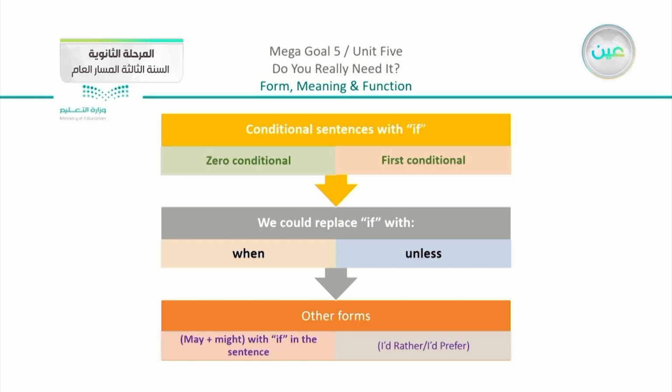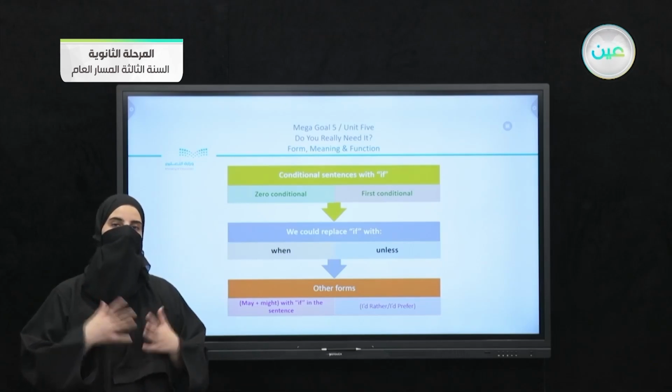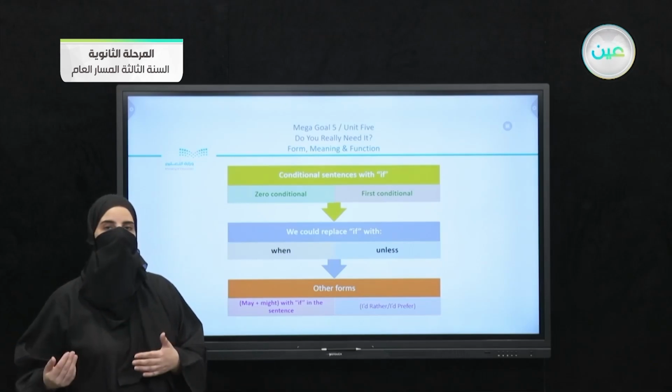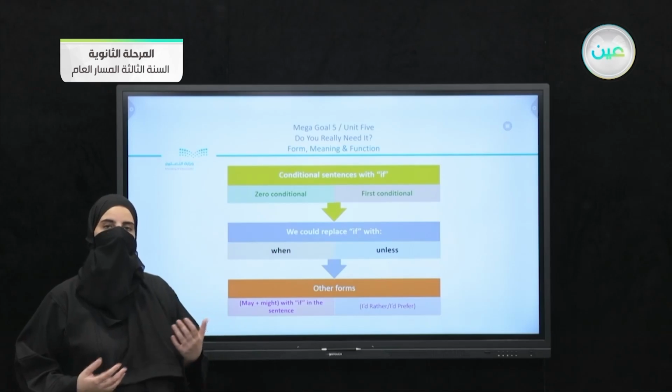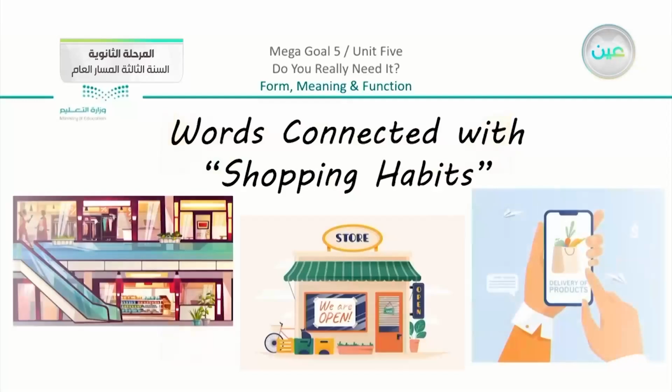And after explaining each structure here, we said that we could replace if using either when or unless in the sentence. But don't forget that when we use unless, the sentence has to have a negative meaning. And we also used other forms. Now we said that we can use may or might with if in the sentence. And I can also use I'd rather or I'd prefer. We have here the I and D together, I'd. They are short for I would. Would is the past tense of will, which is also used with the if clause. Now basically this is what we took in the form, meaning, and function.